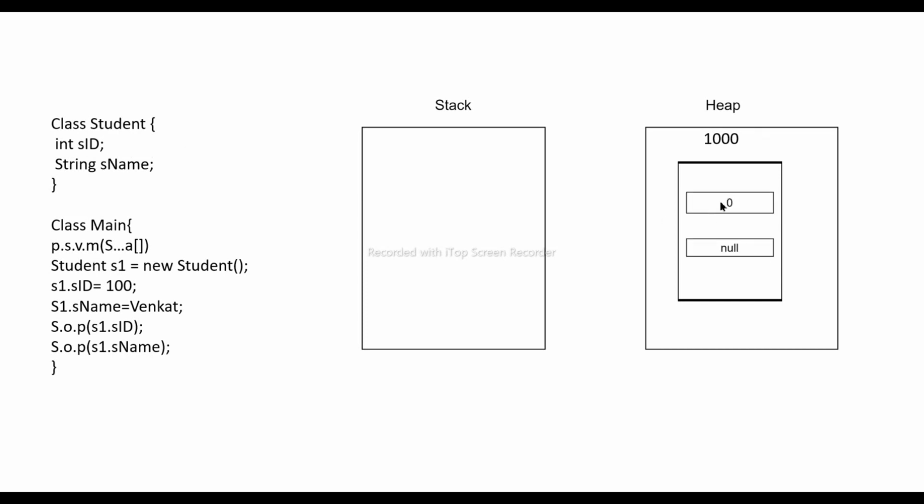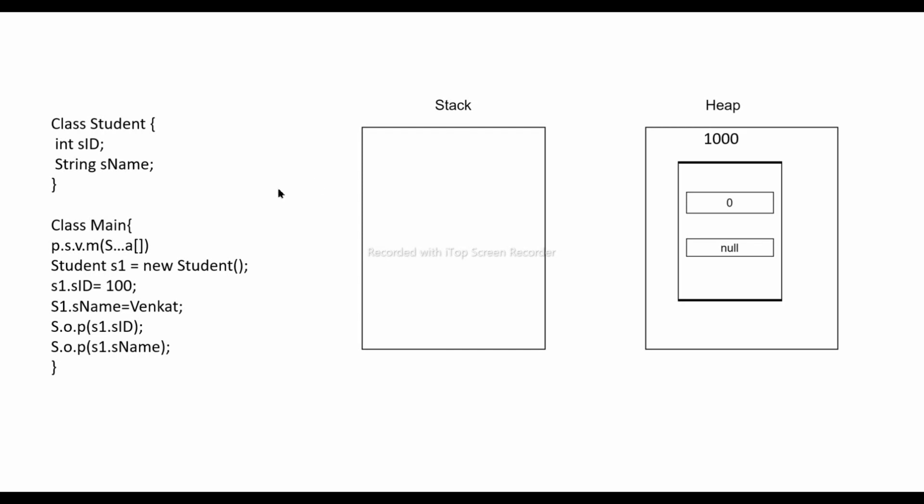As this is an integer type variable, its default value would be 0, and as this is a string type value, its default value would be null. So the JVM not only creates an object for us, but also initializes the instance variables of that object with the default values. This also is taken care of by the JVM only.